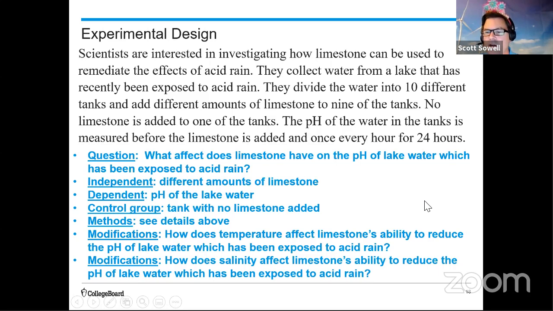Ms. Fassler, anything on your radar when you think of that? I don't think so. Okay. Again, it still has to do with limestone and pH, just changing that one other variable.